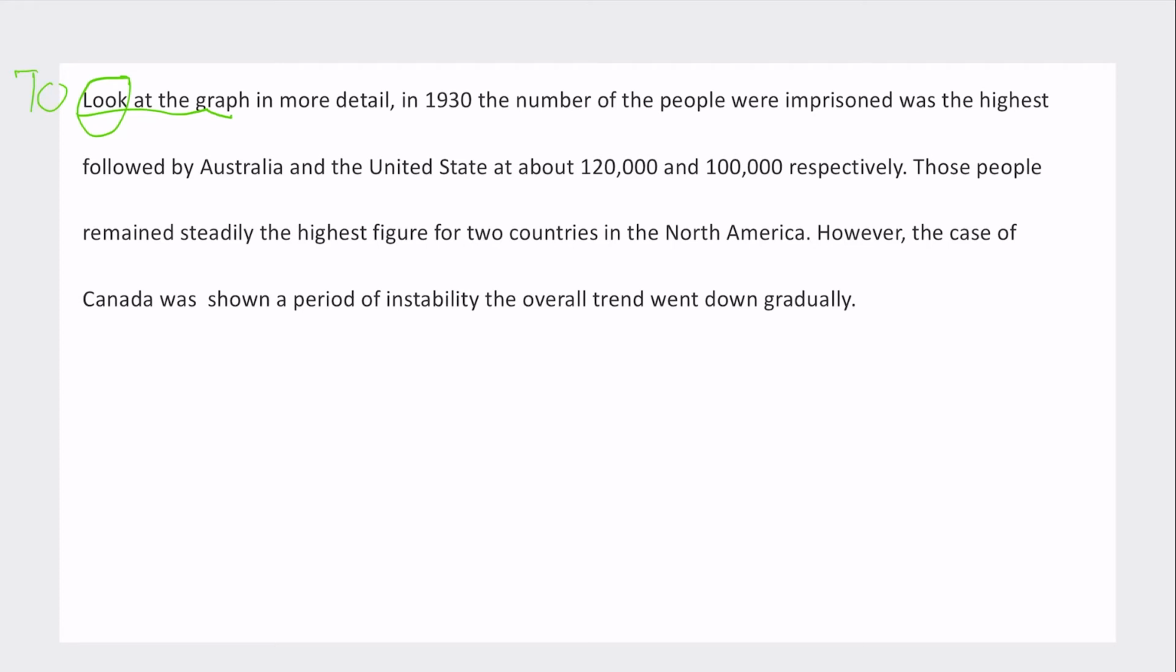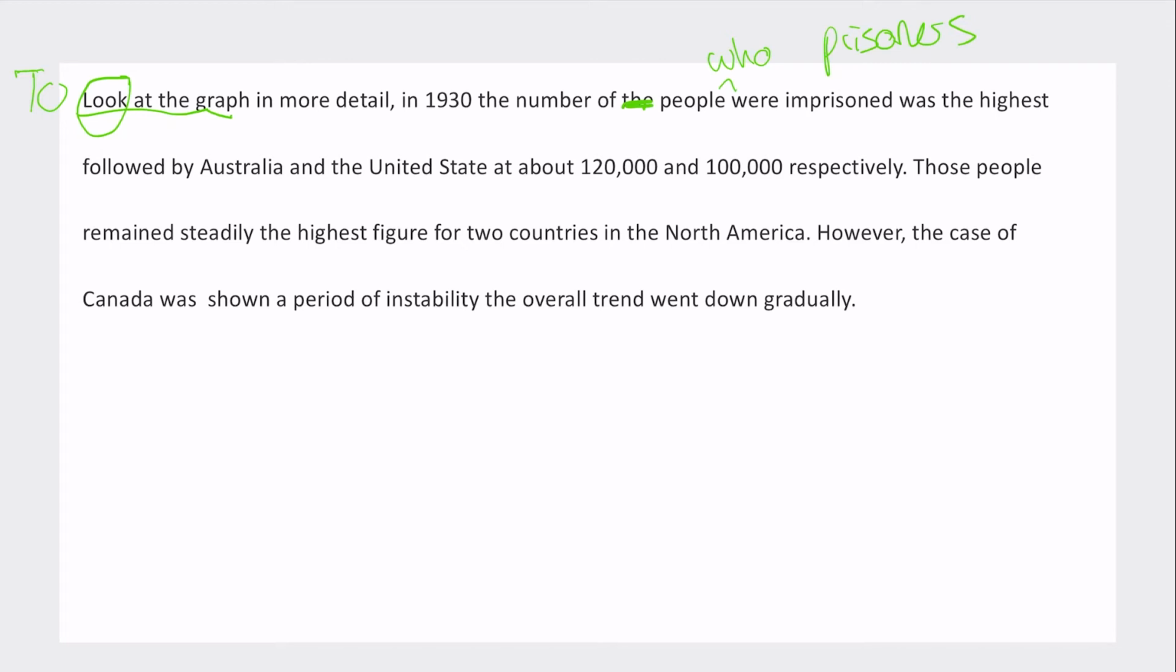To look at the graph in more detail, in 1930, the number of people who were imprisoned. So you could say that, or you could say the number of prisoners, if you want to paraphrase more, was the highest, followed by Australia and the United Kingdom.